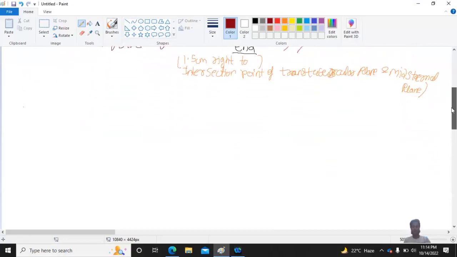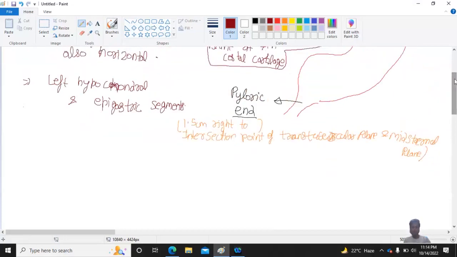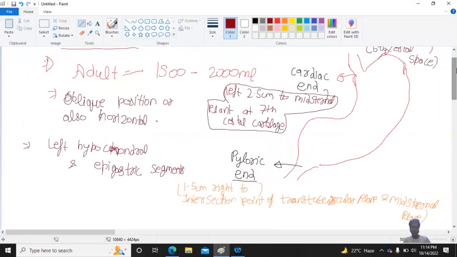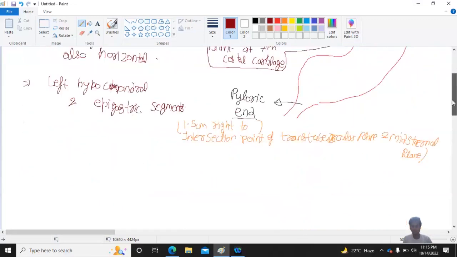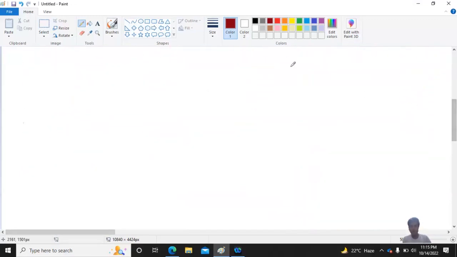Now parts of the stomach. So these are some basic points. Adult volume, position, sectors: the cardiac end is 2.5 centimeter left to the midsternal plane, the pyloric end is 1.5 centimeter right to the intersection of the transtubercular and midsternal planes. The fundus region reaches to the fifth costal space. Now the parts of the stomach.